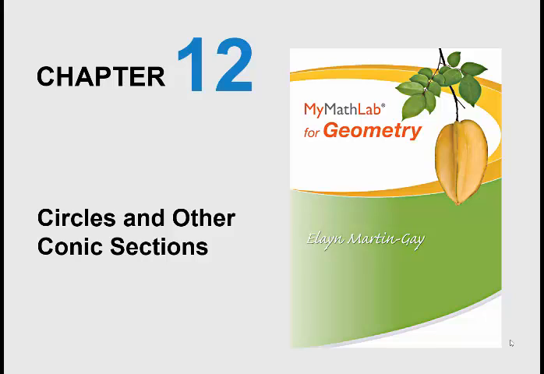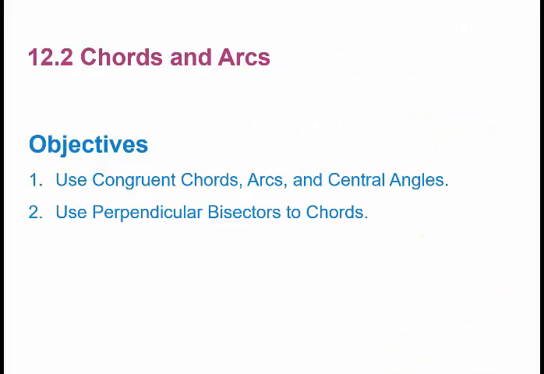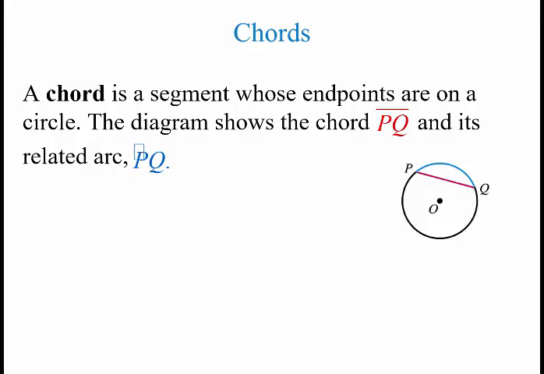Hi class, we continue our study in chapter 12 talking about circles and other conic sections by moving into section 12.2, which is about chords and arcs. In this section we have two objectives. We want to use congruent chords, arcs, and central angles, and then we want to use perpendicular bisectors to chords.